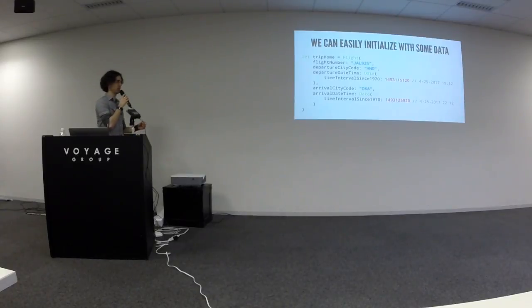And we can initialize it with my flight data. So Japan Airlines, flight 925, Haneda, oh, I switched to Haneda, Narita Haneda. Tokyo, it's all Tokyo. Departure date, time interval since 1970, this is an epoch time. I've stuck the actual date and time off to the side instead of pulling it out into a pretty constant due to size restrictions on the slide, and just to keep things clean here. So we have a departure date time and an arrival date time in our departure and arrival city codes.